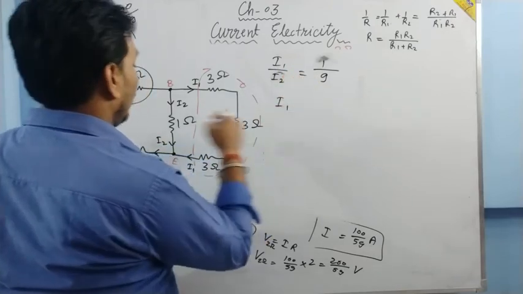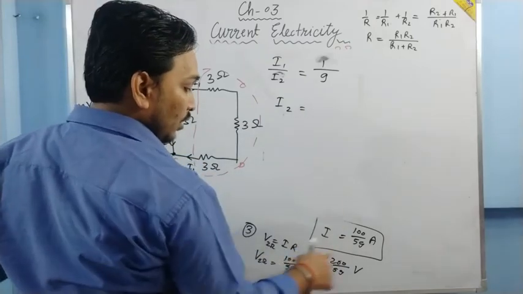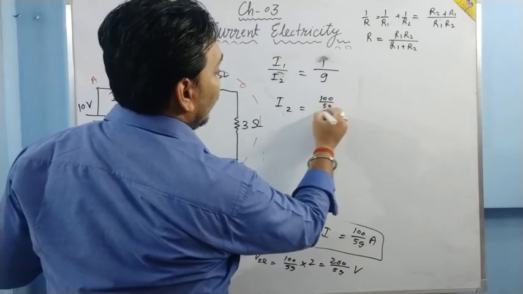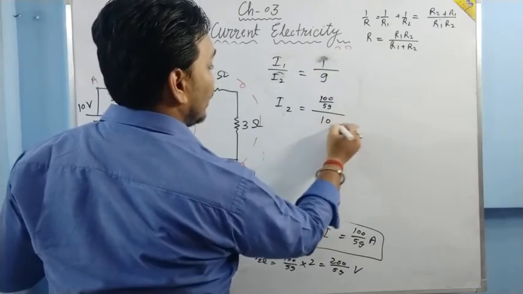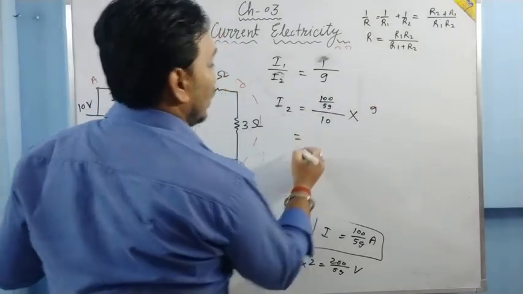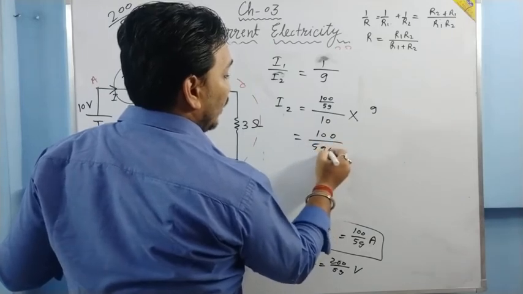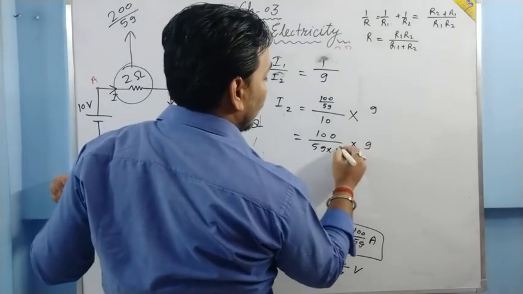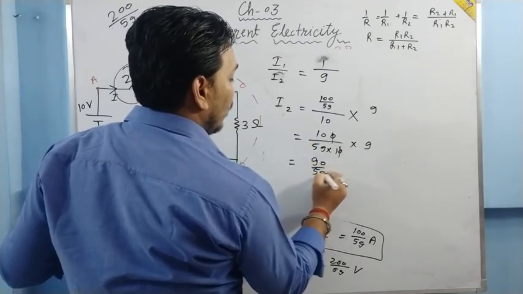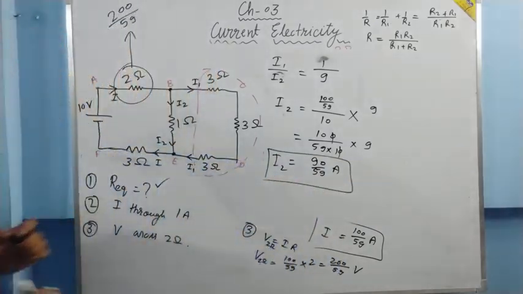Now we have to get the value of I2. How will it be? Total current is 100 upon 59, upon the ratio sum. 9 plus 1, how much? 10, multiplied by what share is there? That is the 9th share. So it will be 100 upon 59 multiplied by 9 upon 10. The 10s will be cancelled out. It will be 90 upon 59 ampere. So this is the value of I2.